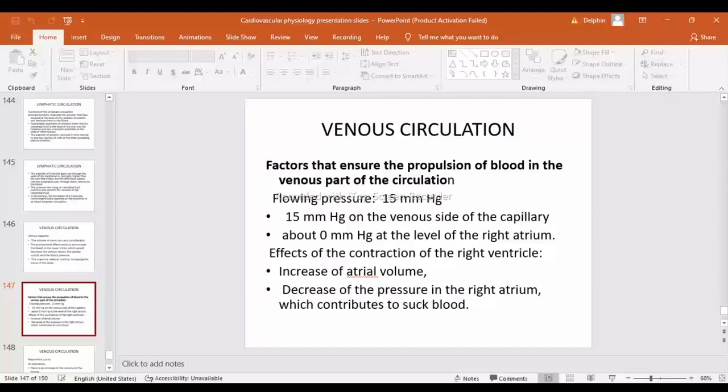A decrease of the pressure in the right atrium. After this, there is a need of blood. There is blood from the vena cava.